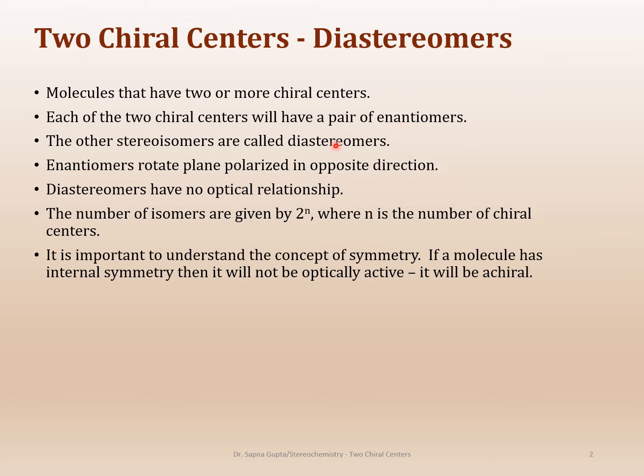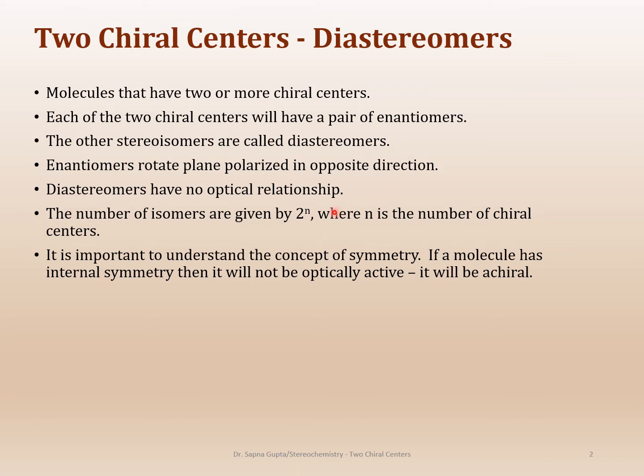The other pair of compounds are actually called diastereomers. They have no optical relationship whatsoever. Enantiomers will rotate the plane polarized light in opposite directions, but diastereomers have no such relationship. So they're just called stereoisomers for that reason. But very specifically, they're called diastereomers because they're coming from the same compound, but they're not mirror images of each other.